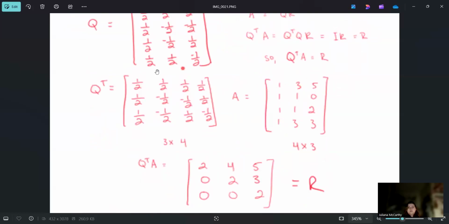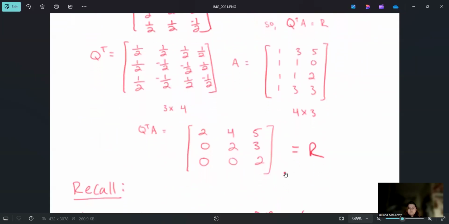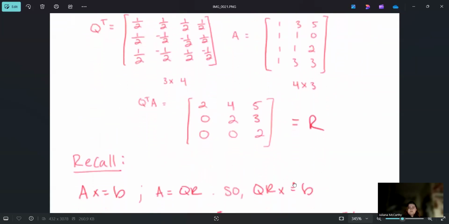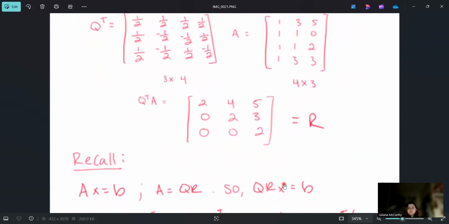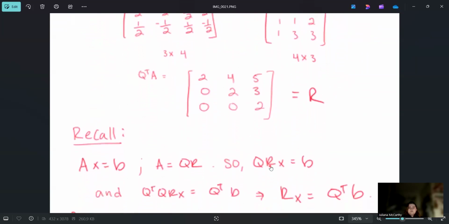And so doing matrix multiplication, this is what we get. And notice that it is an upper right triangular, as it should be. It's a quick check: if you don't have zeros under your pivots, then you did something wrong. It should be an upper triangular matrix, and that is our R. And so we want to recall what we're doing. We're trying to find the solution of AX equals B, so we're trying to find X hat. We don't want to lose sight of that.